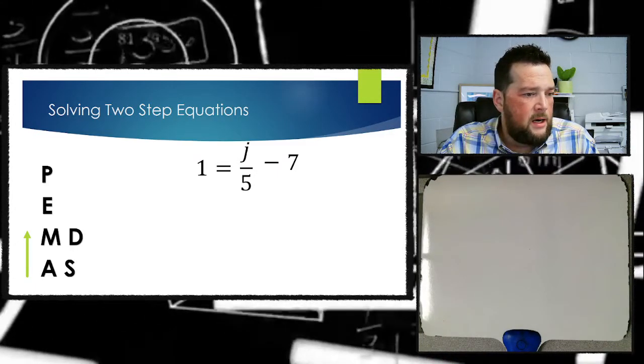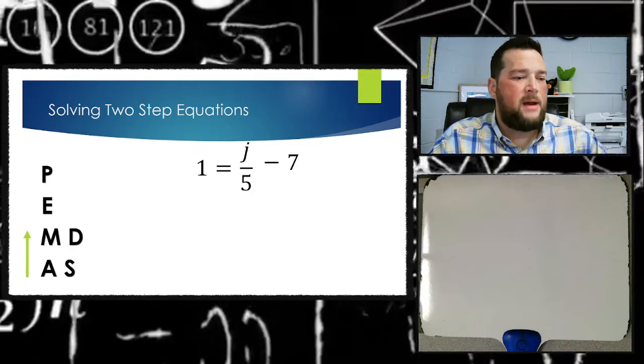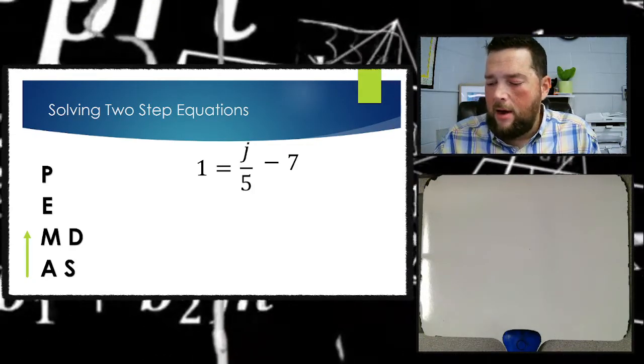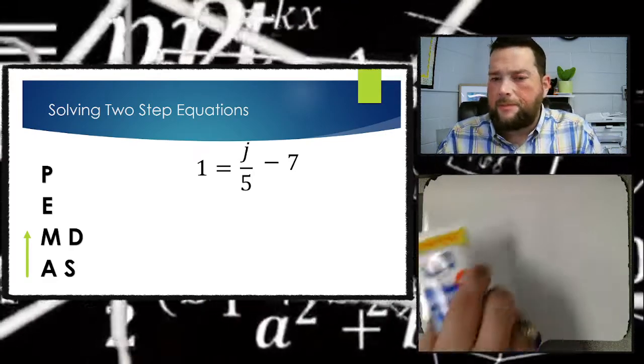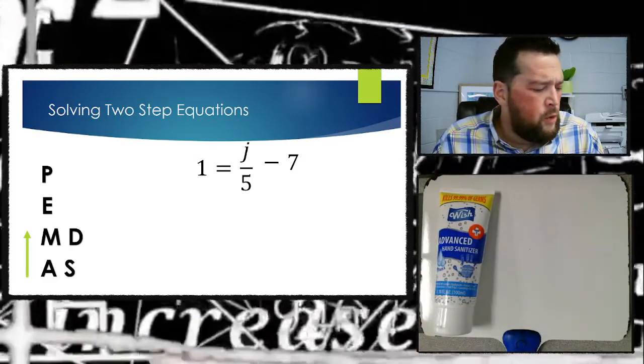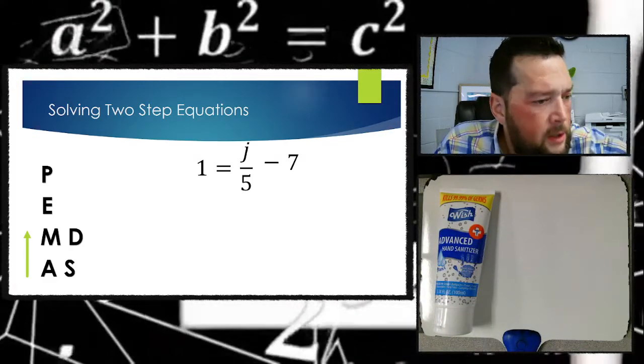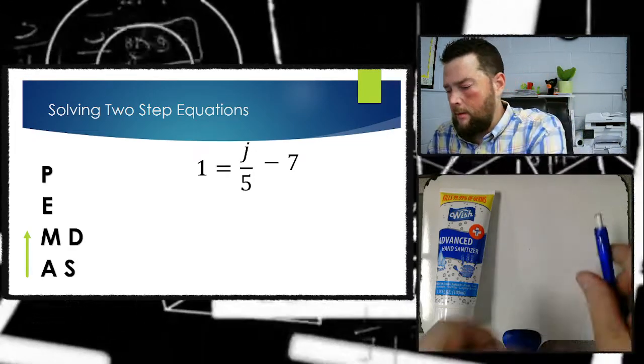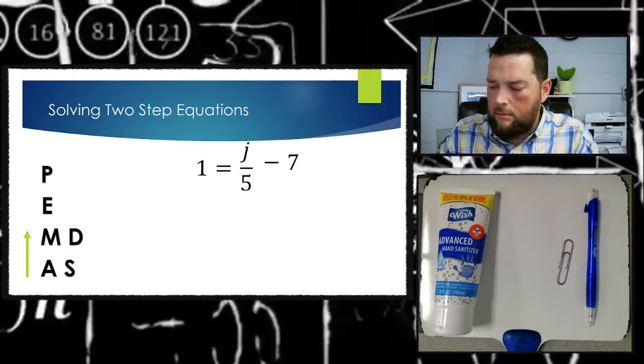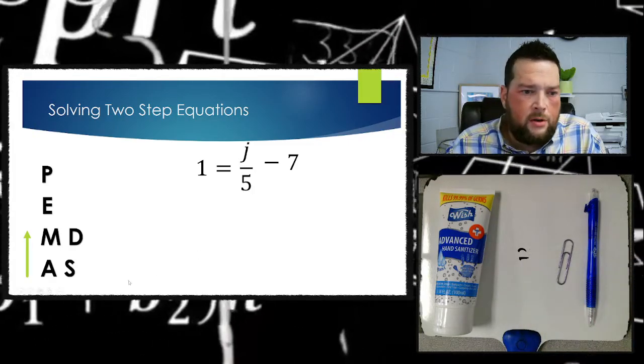Let's just get a little example. I'm just going to pull some things off my desk. Let's say this bottle of hand sanitizer, all right, is equal to this paper clip and this pen, all right? Those are equal to each other. We're going to make a little equation right here.